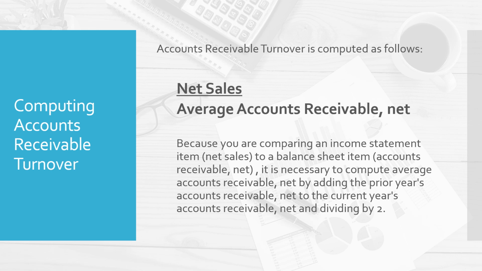The accounts receivable turnover is computed by comparing net sales to average accounts receivable, net. We've looked at comparing income statement items to balance sheet items in the past, and we know that when you compare an income statement item, which is a period of time concept, to a balance sheet item like accounts receivable, net, which is a point in time measure, you need to compute the average of the balance sheet amount.